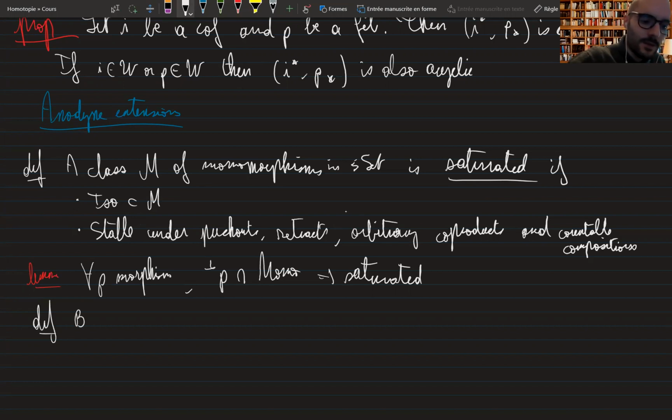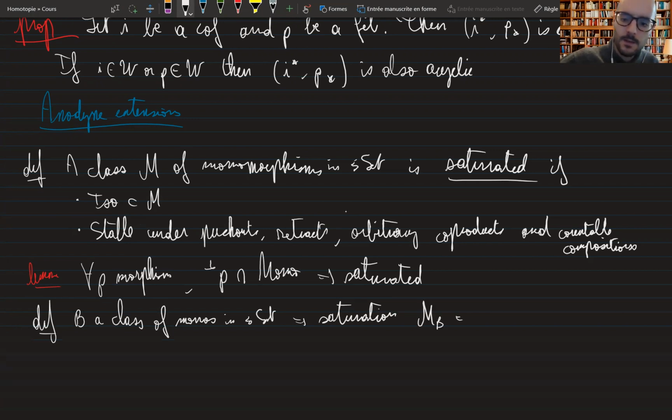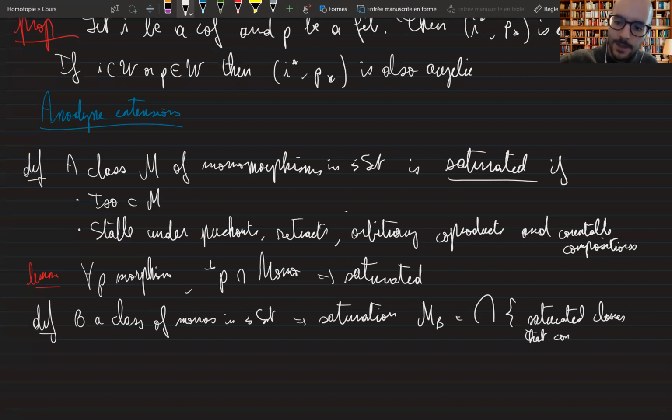And now if we have B, a class of monos in sSet, we define its saturation, M(B), to be simply the intersection of all saturated classes that contain B. So it's the smallest saturated class that contains B. You can check that if you take this intersection, it will be a saturated class.